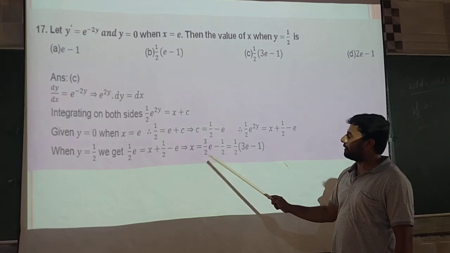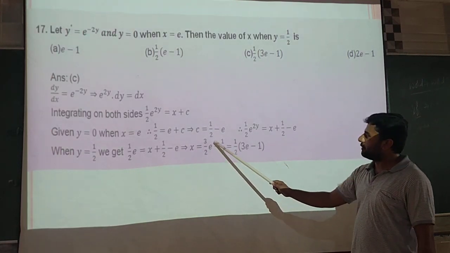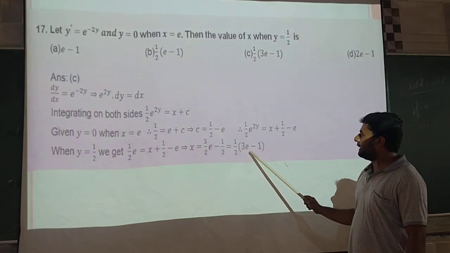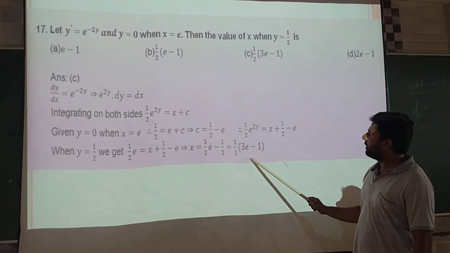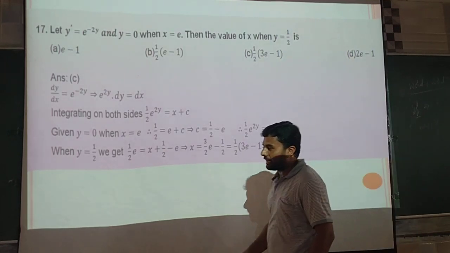1 by 2, remaining, the value of x that we need. So x is equal to 3 by 2 into e minus 1 by 2. Here 1 by 2 is common, 3 into e minus 1. So 1 by 2 into 3 into e minus 1, that is, option C is the correct answer.